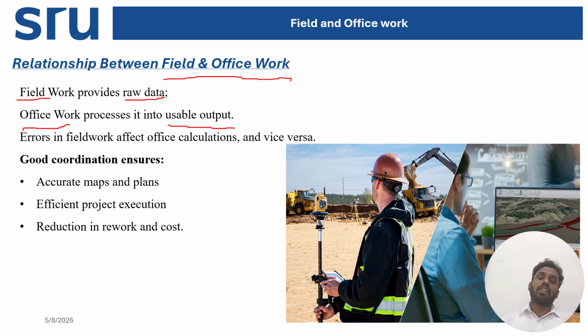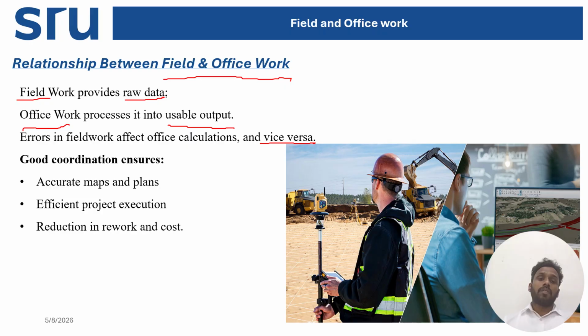And vice versa. If you make an error in your office calculation, then that will reflect on your field work also. If you are calculating your area wrongly in your office work and you are replicating that plan or boundary area in the field, that also will affect the work in the field. So it is vice versa. So both things should be error free. As a surveying engineer, as a civil engineer, you should be cautious about these things.